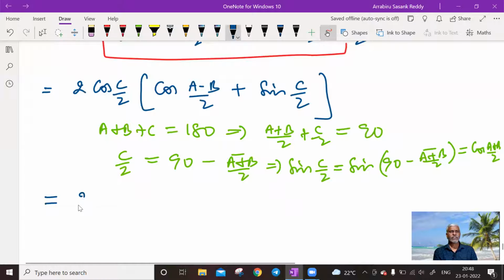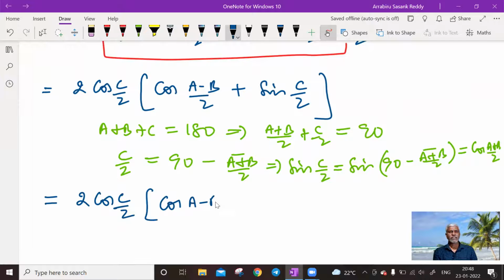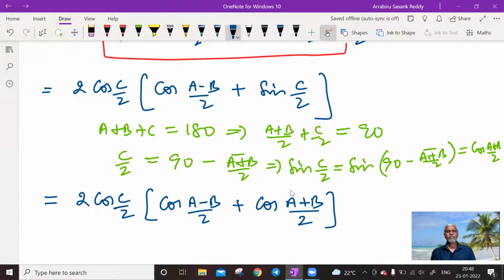So this is equal to 2 cos C by 2, this as it is, and only sin C by 2 is replaced by cos A plus B by 2. Cos A plus B by 2 in place of sin C by 2.